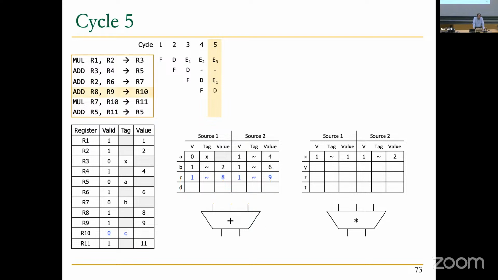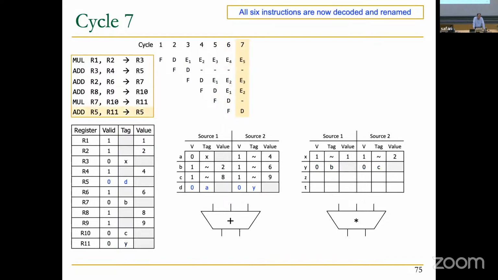And now we need to decode the fourth instruction. Again, it's an addition, so we use reservation station C. And the operands are ready again, so we add them to the reservation station, and then we can dispatch it for execution. So yeah, we keep going. In cycle 7, all 6 instructions are now decoded and renamed.